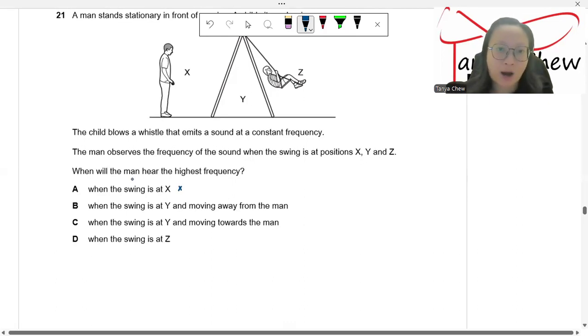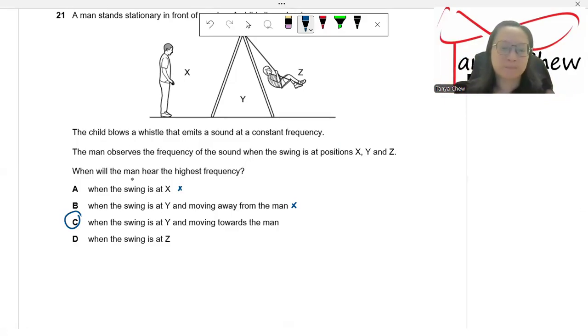B, when the swing is at Y and moving away. No, moving away, you could listen to the frequency decreasing. C is the answer. And at Z, this man could listen to the same frequency emitted by the whistle.